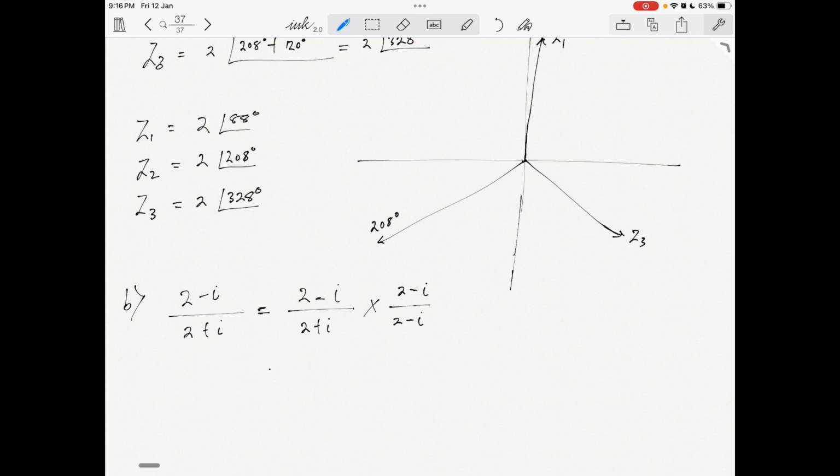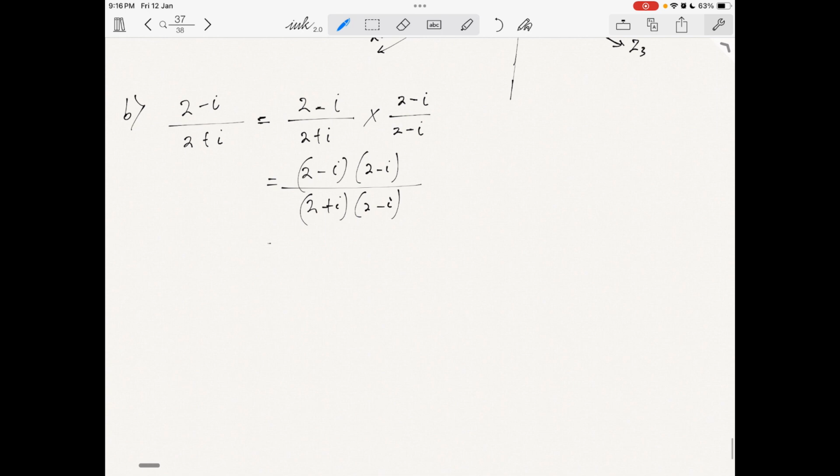So this we can now multiply out to give us 2 minus i multiplied by 2 minus i, divided by 2 plus i multiplied by 2 minus i. So in essence, when we open the brackets, we have 2 into 2 minus i, plus i into 2 minus i.